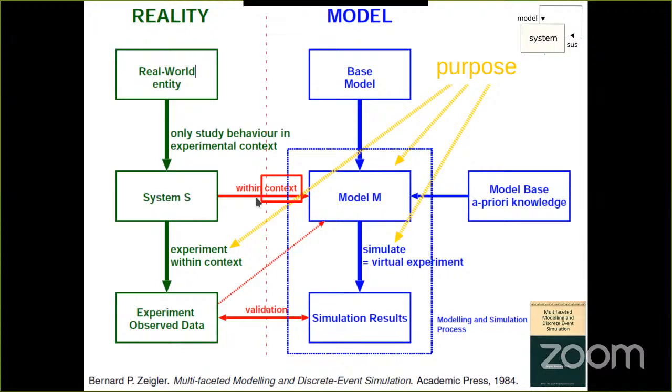I could do a real experiment within that context on my system. This gives me observed data from which I can calculate, compute, derive properties, such as what is the total energy used by my car to drive from A to B. But I could also do this with my model. I could do a virtual experiment through simulation typically, and that gives me simulation results. And if these two somehow correspond, we talk about a valid model. It is suited for replacing the real system.